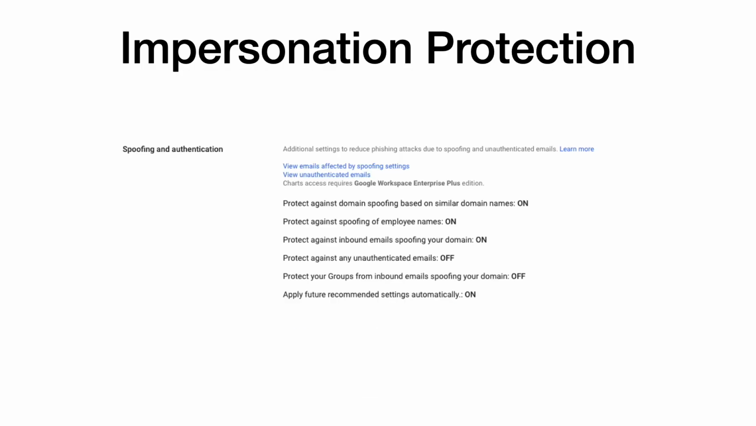It's the second line down, protect against spoofing of employee names. By default, this ships off. We want to turn that on. There's also other options like protect against domain spoofing, based on similar domains, and a bunch of other options that are enhanced. Their effectiveness is enhanced by adding those DNS records that I just talked about.